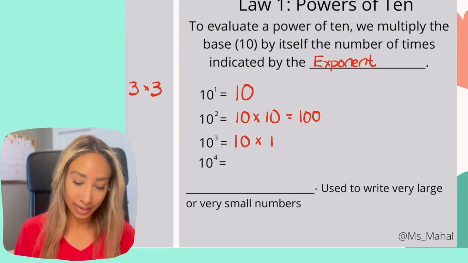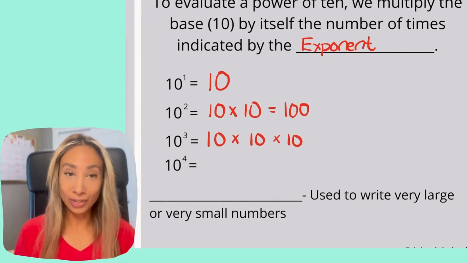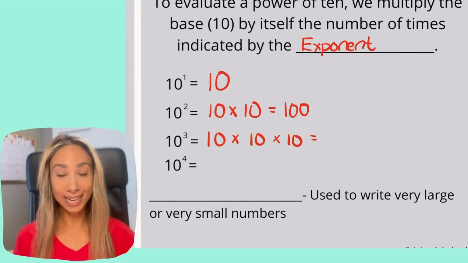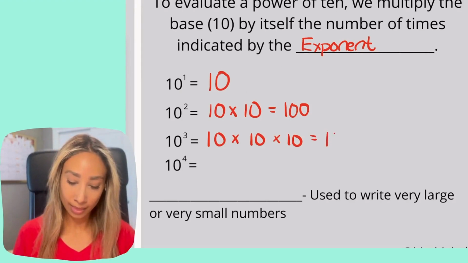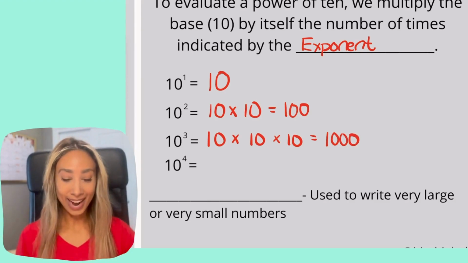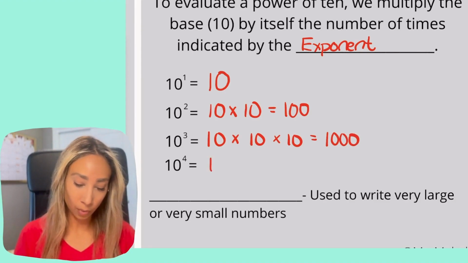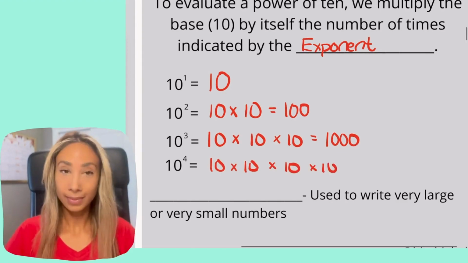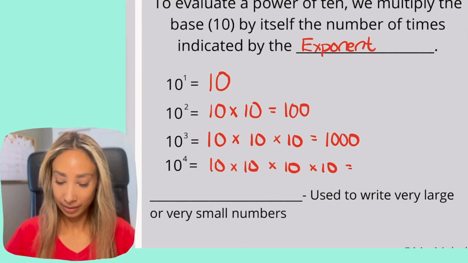Okay, the third one, you're getting the idea, is going to be the same thing, but it's 10 times 10 times 10, which is not equal to 100, but it's 100 times 10. So that is going to be 1,000. We're just adding that 0 on there. Then the last one I have, you can see, is to the power of 4. And that's going to be 10,000.